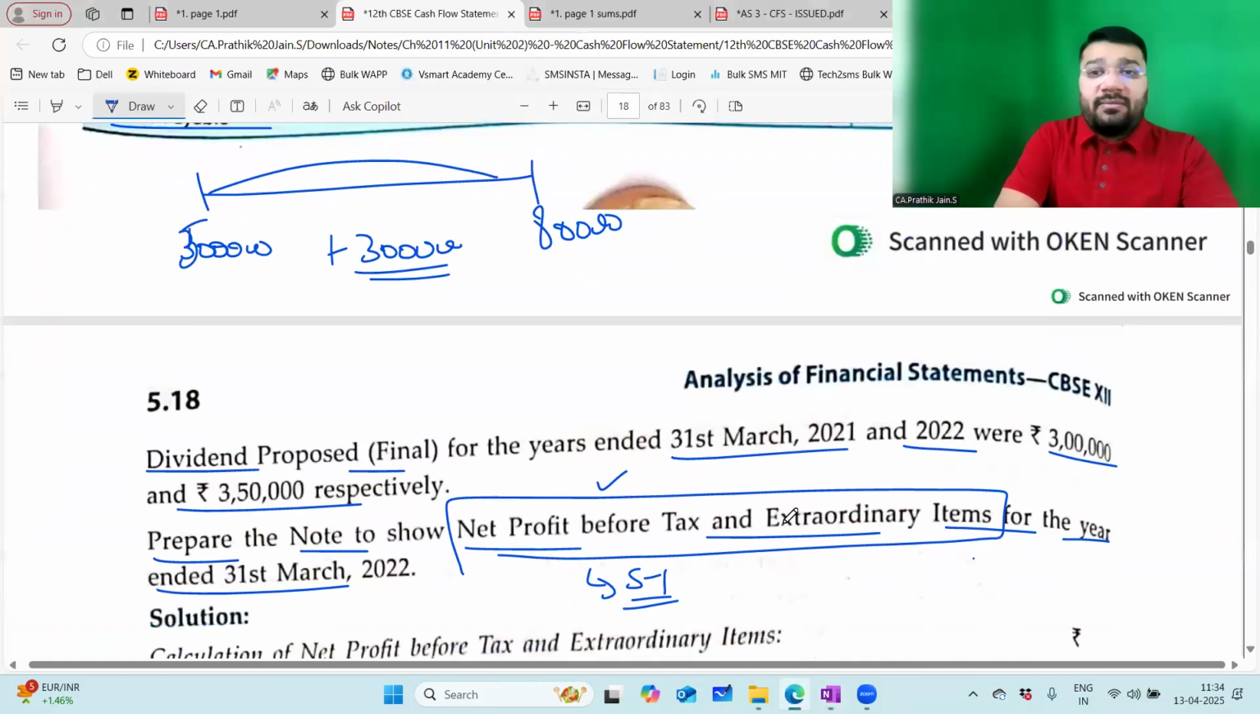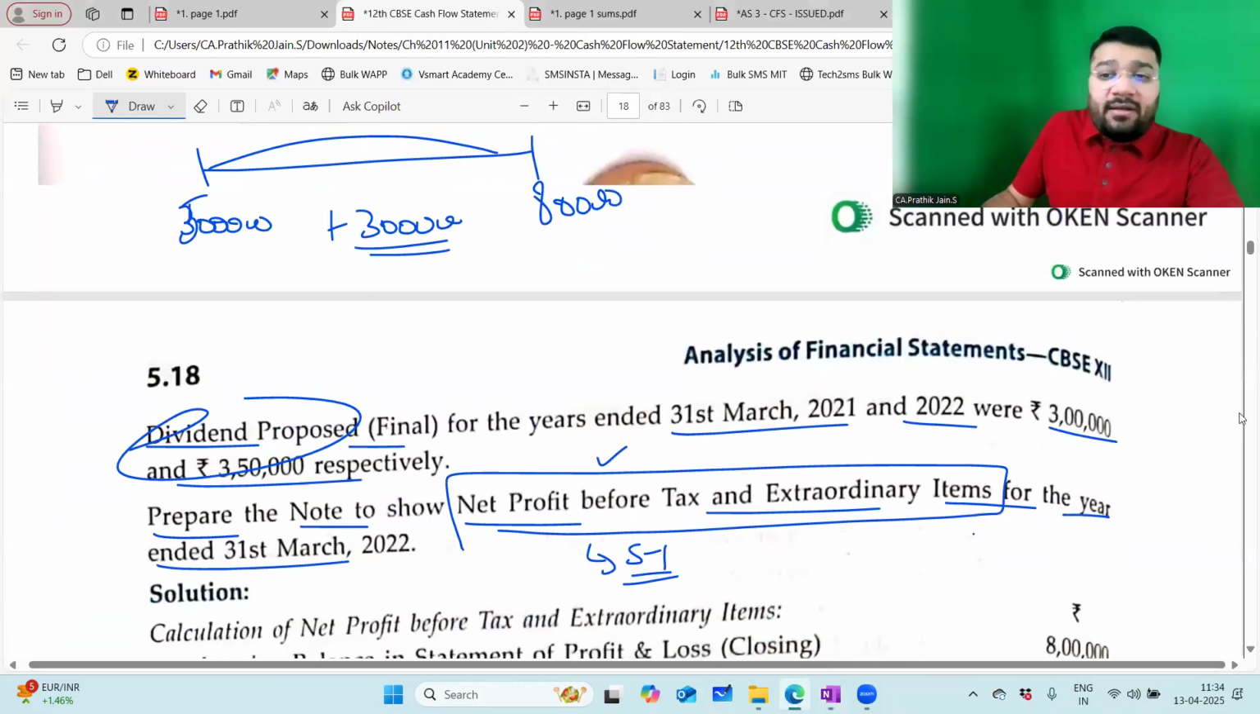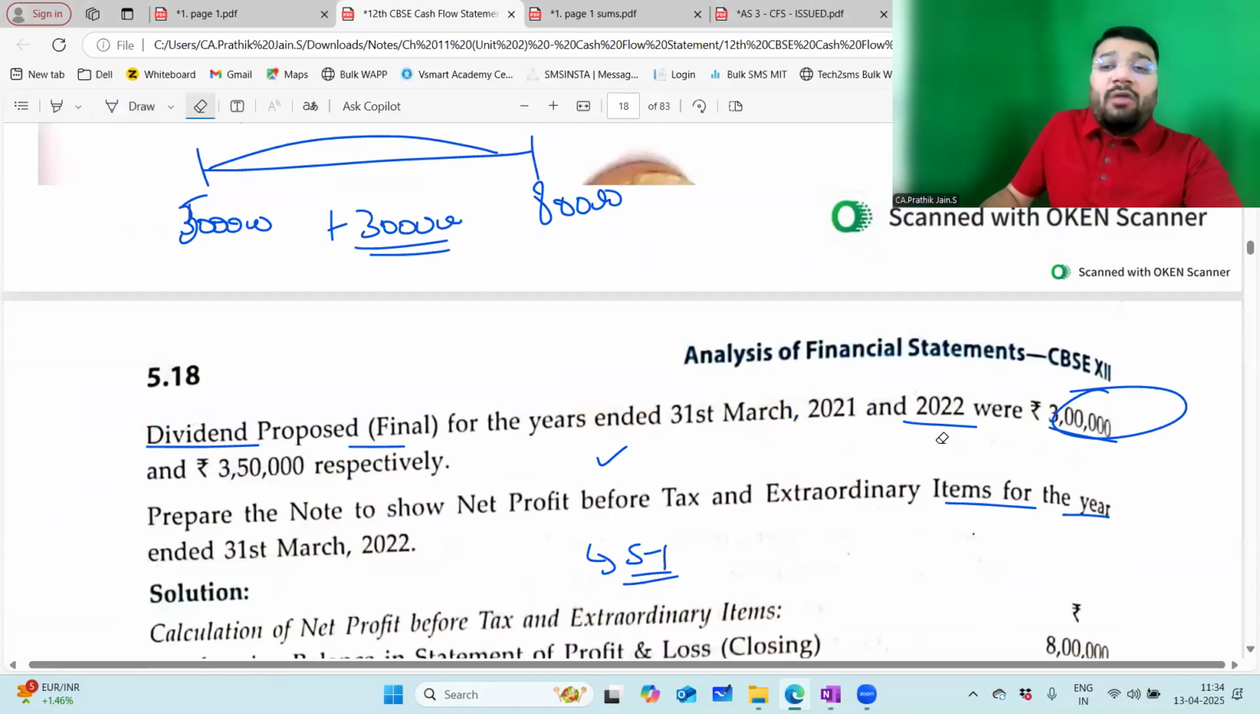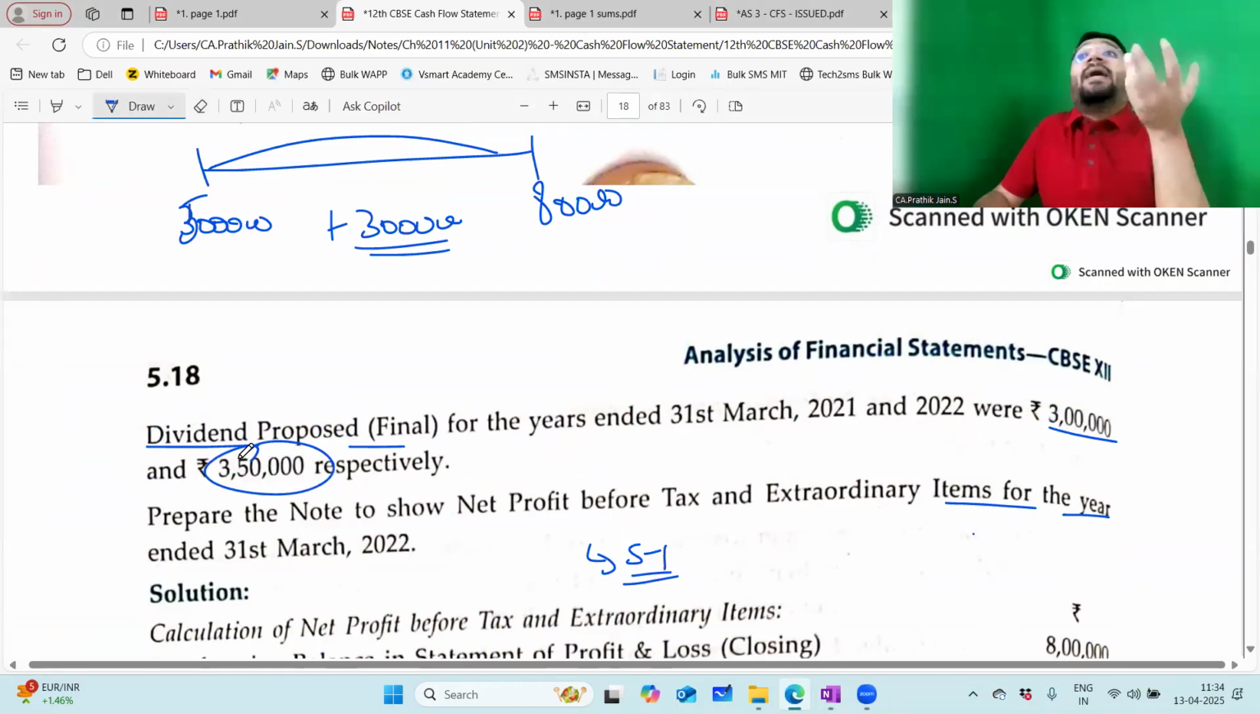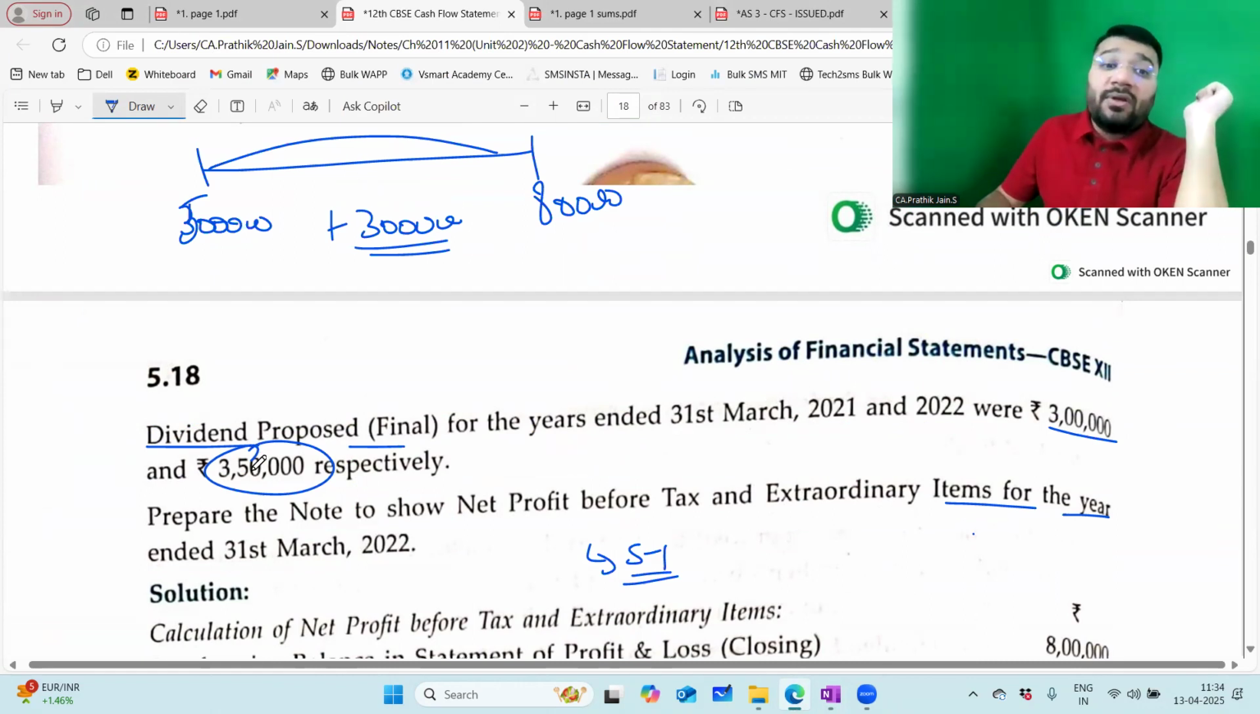Dividend payable 30 is given. Dividend proposed is given, 3 lakh for 2021, and for 21-22 it is 350. So which dividend should I record? Always the dividend of the previous year. So 350 is the dividend of the current year, which is only proposed by the board of directors. I cannot record it because it is awaiting the approval of the shareholders, which will happen only in the AGM. So this 350 will be shown in the current year's financial statement under contingent liability.